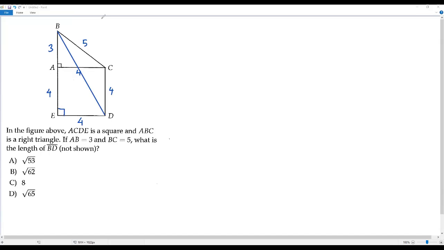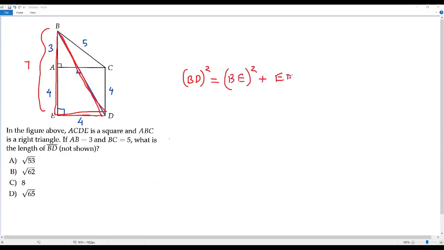Now let's consider the right triangle BED over here. In this right triangle BED, I know the length of this side of the triangle, that is 7, 3 plus 4, and already I know the length of this leg, that is 4. So now my aim is to find the length of the hypotenuse, that is given by BD. We can use the Pythagorean theorem, that is, the square of the hypotenuse, BD squared, equals the sum of the squares of the other two sides. The other two sides are BE and ED, so BE has to be squared and also ED has to be squared.